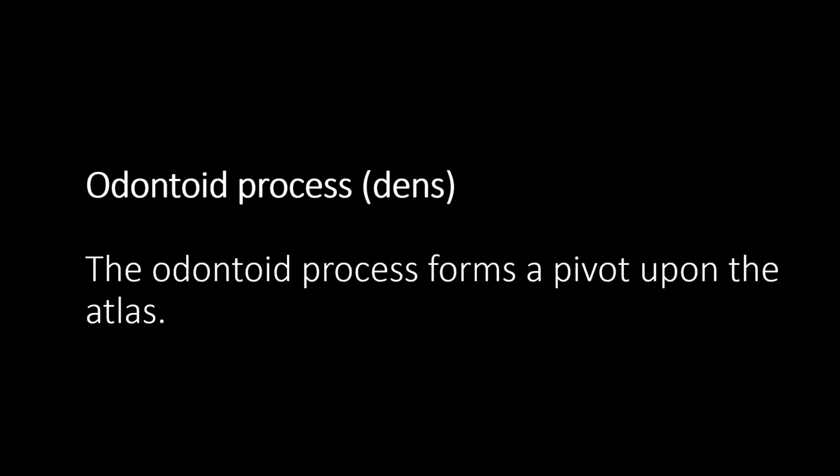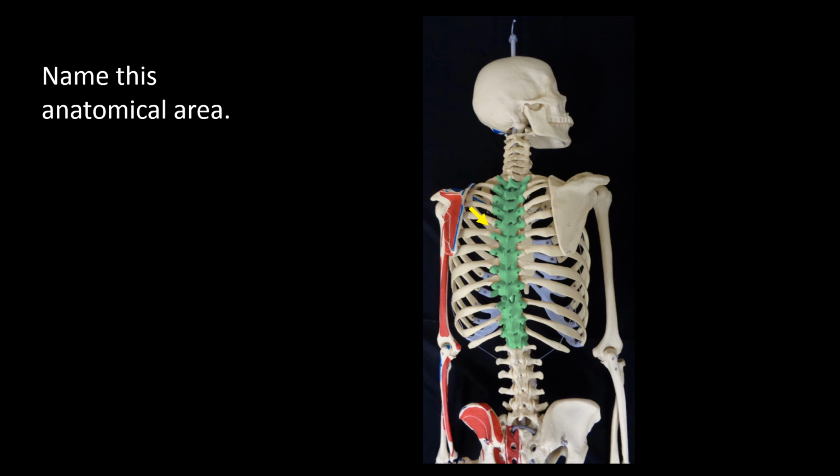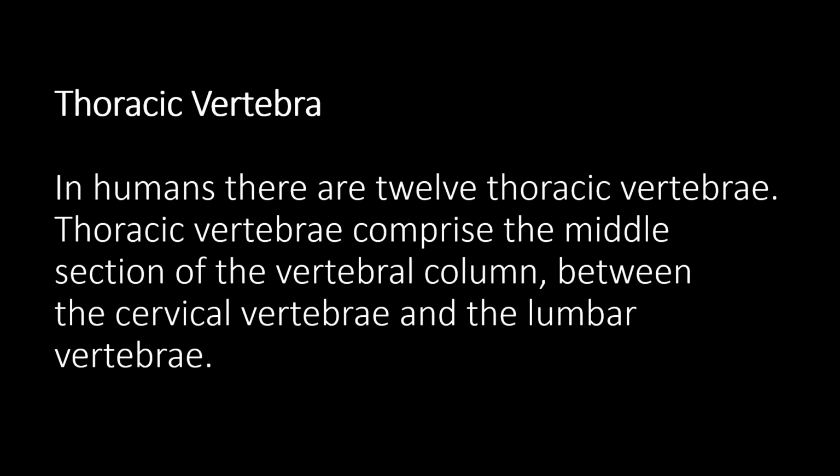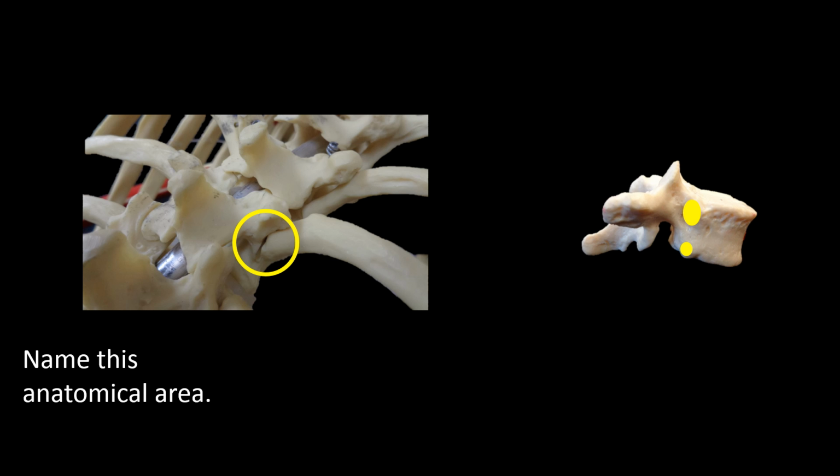Odontoid process dens. The odontoid process forms the pivot upon the atlas. Name this anatomical area. Thoracic vertebra. In humans there are 12 thoracic vertebrae. Thoracic vertebrae comprise the middle section of the vertebral column, between the cervical vertebrae and the lumbar vertebrae. Name this anatomical area.